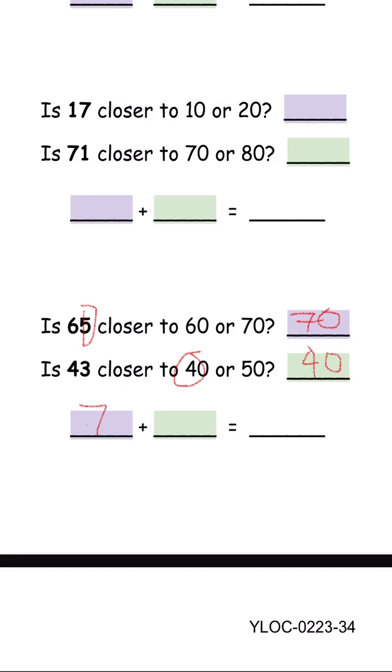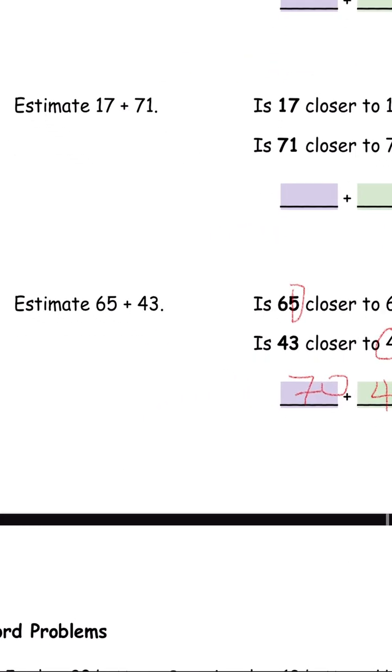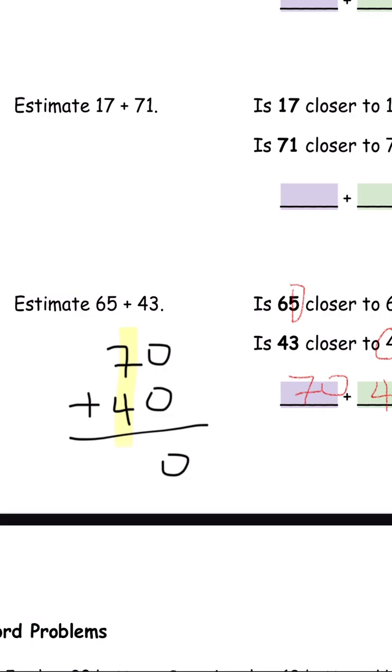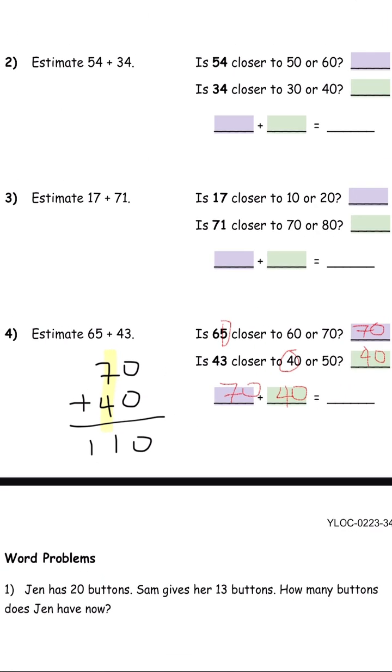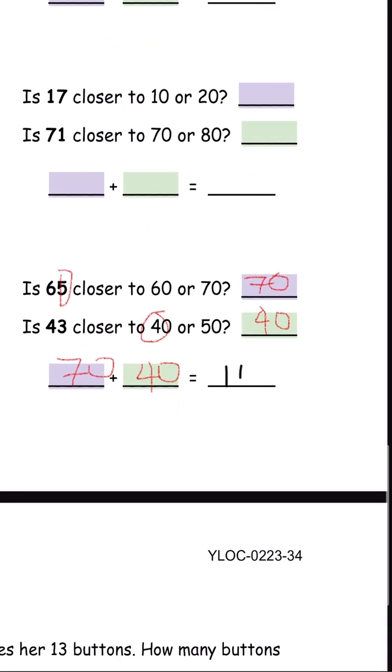So we write 40 here. So again, 70 plus 40 equals, and then we have to add them. So 70 plus 40, right? And 0 plus 0 is 0. And this one, 7 plus 4 is 11, right? So we're going to just put it like that, which becomes 110. So the answer is 110.